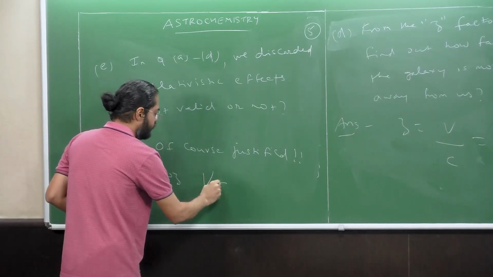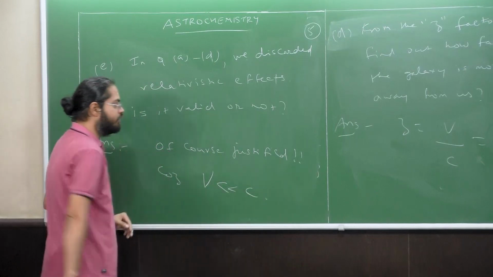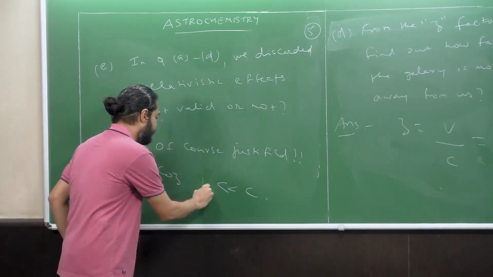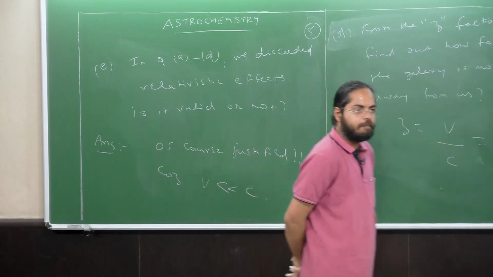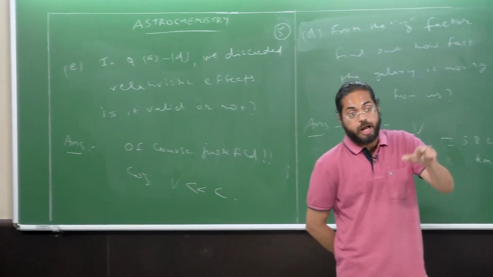Because v is significantly less than c. It's small v. Okay. Are we clear? So, you can ask me another question.